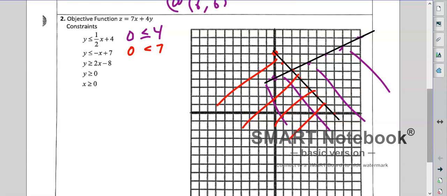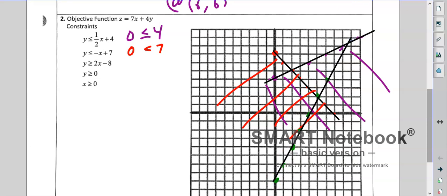And then I'm going to do a new color, 2x minus 8. So 1, 2, 3, 4, 5, 6, 7, 8. With a slope of 2, which means up 2, right 1. Up 2, right 1. Up 2, right 1. And we have another point of intersection, which is good. Always like to see those nice, clean overlaps.